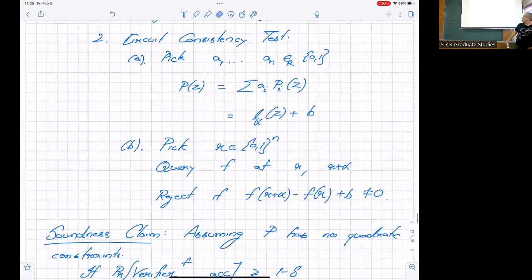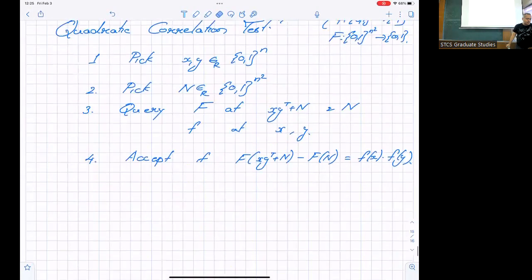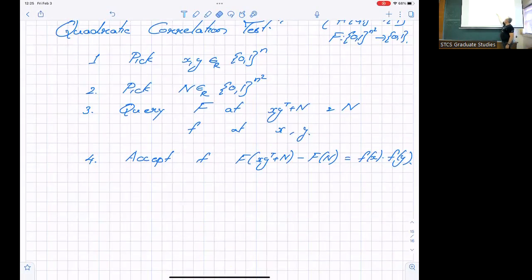We did this over here too. We didn't query it at alpha because alpha does not have the uniform distribution. We queried it at R plus alpha because the marginal is the uniform distribution. So the point you query should have the uniform distribution, and it's exactly the same reason I'm doing it here. XY transpose is not a random matrix, it's a rank 1 matrix. Therefore, you make it into a random matrix by adding an N to it. You query it at these two locations. Because it's a linear function, you can do this global decoding. That's the quadratic correlation test.